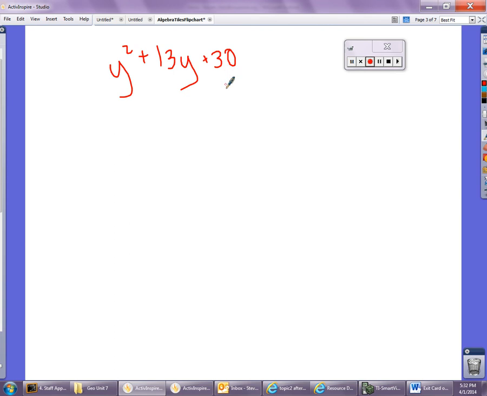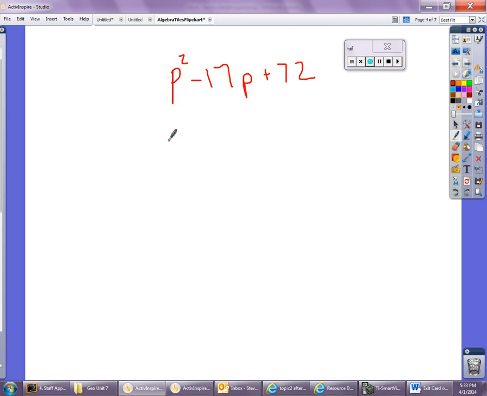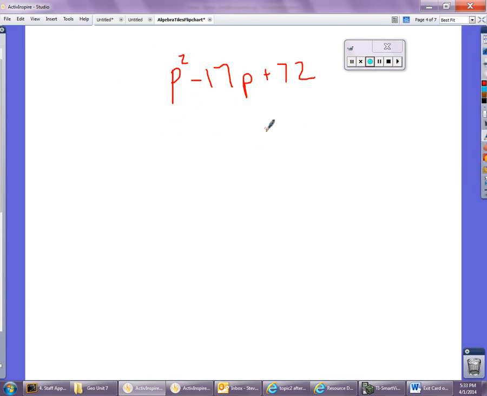This one, the two things that multiply to 30 but add to 13 are, well, it's not 15 and 2, it's not 6 and 5, but what about 3 and 10? So your factored form would be y plus 3 times y plus 10. Go ahead and pause the video for this one, and then play it when you're done.